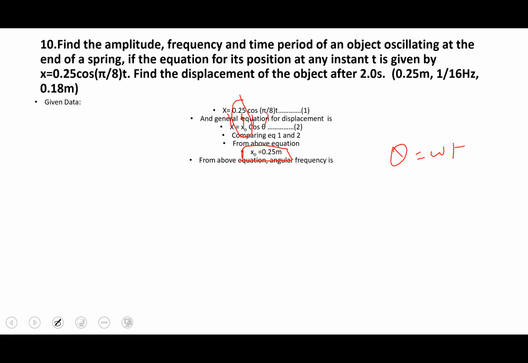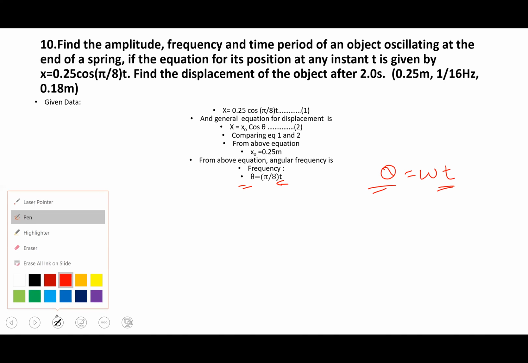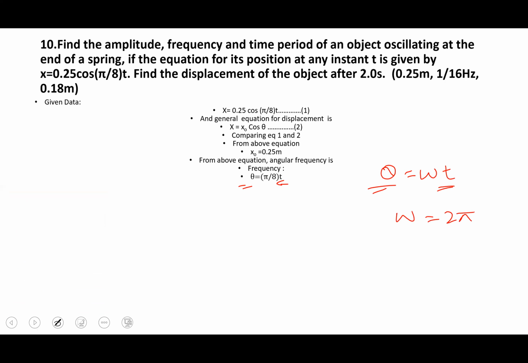Now for the frequency part. Basically, we are considering theta is equal to 2 pi f t, or if we compare it with this equation, theta is equal to omega t. So if we compare t is t and theta is theta, so omega will be equal to pi by 8. And we know that omega is also equal to 2 pi f, where f is the reciprocal of the time period. So we are comparing this equation with the pi by 8.